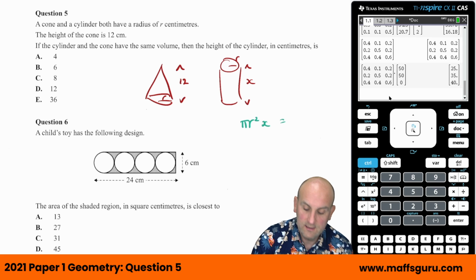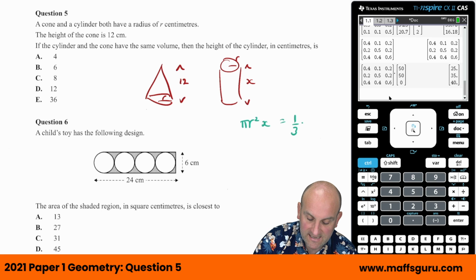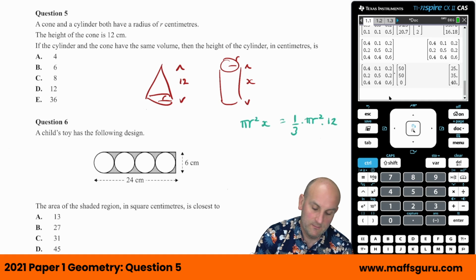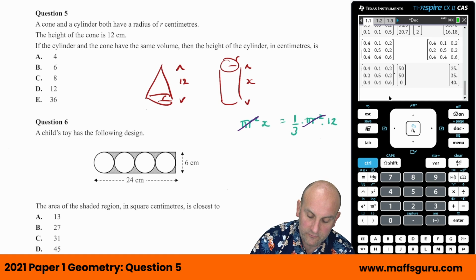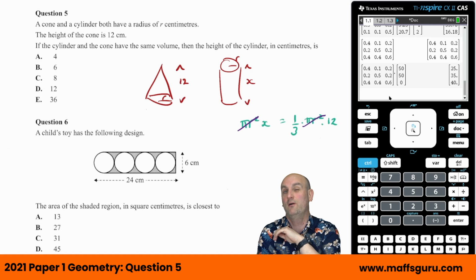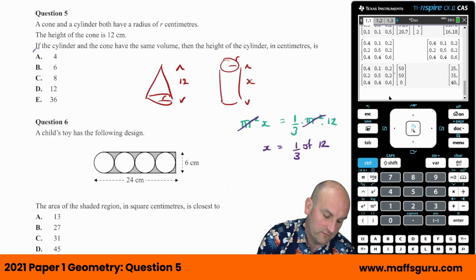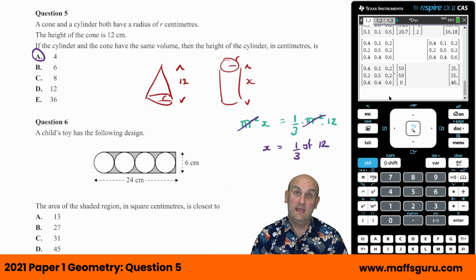A cone is 1/3 base area, which is a circle, which is pi r squared, times the height, which is 12. Now, the great thing here is that using a little bit of algebra, we can cancel those out because they effectively are on both sides. That gives me that x is the value of 1/3 of 12, and 1/3 of 12 gives me 4. So question 5A is the correct answer.